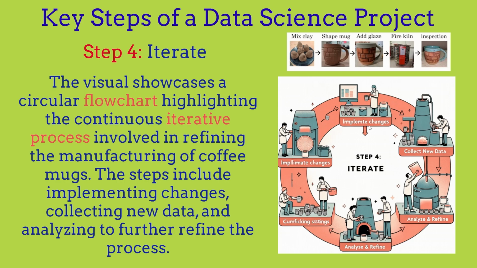So we have to keep on looking through all the steps, and then we keep on refining every time that we go through all the steps. For example, we collect the new data, then we analyze it, then we refine it, and again we have to analyze that data and then refine it again. Then we can implement changes, and we implement more changes, and it just goes inside of a circular loop until we finally get the result that we need. So this summarizes step number 4, which is the iterative process.